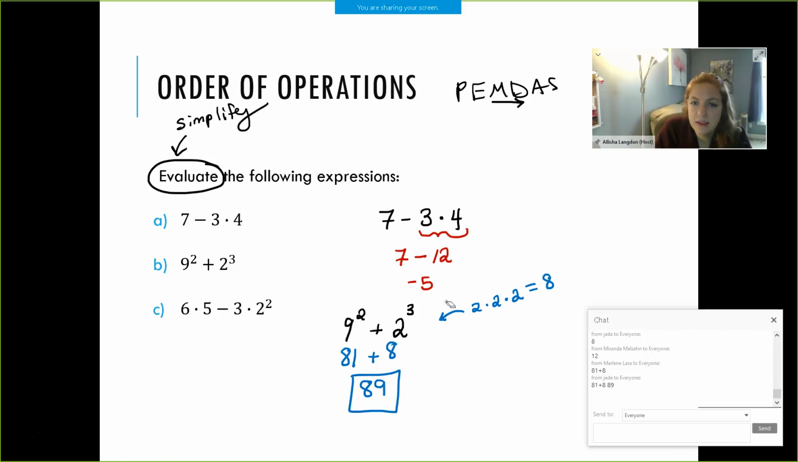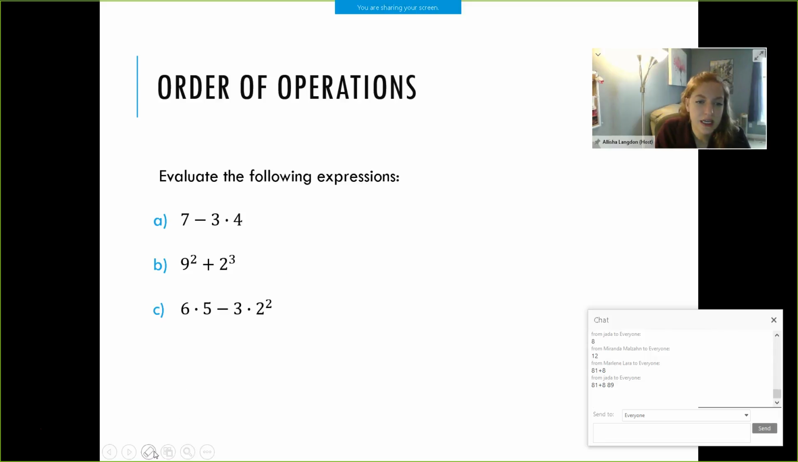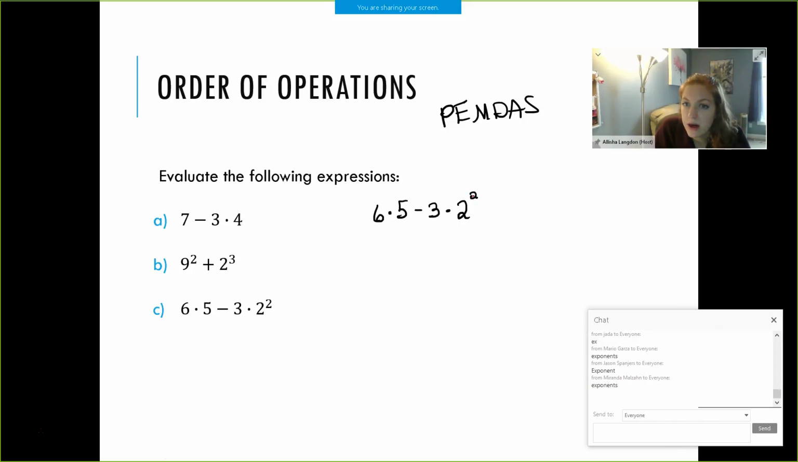Let's go ahead and I'm going to erase this. We have one more problem on this page. And then we have one additional slide, and then I'll show you kind of what you can do now. Okay, so 6 times 5 minus 3 times 2 squared. Whew, lots going on here. Okay, so I'm looking at this problem, and there's quite a few operations. What do you guys think we should do first? The exponent, exactly.